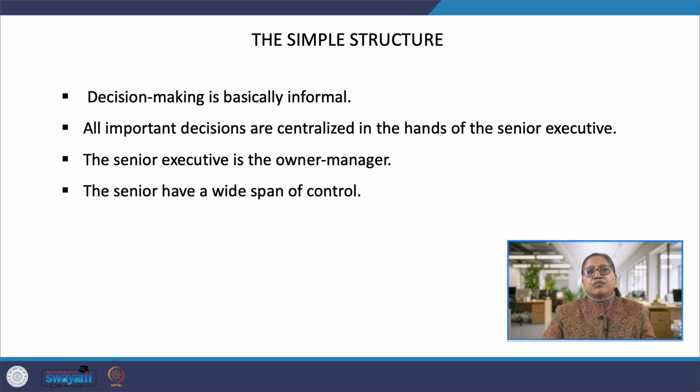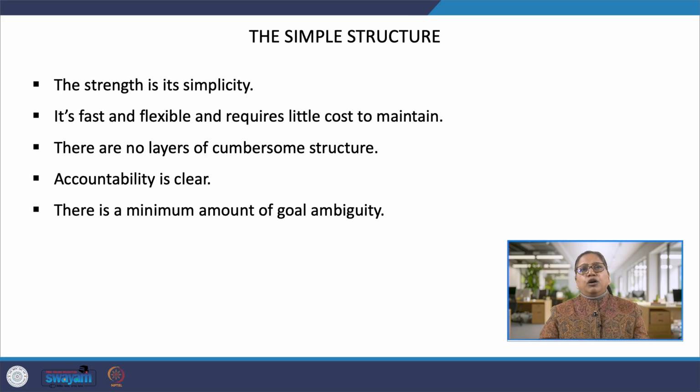The executive in the simple structure typically has a wide span of control. The strength of the simple structure lies in its simplicity. It's very simple, fast and flexible, and requires little cost to maintain. There are no layers, there is a wider span of control. Accountability is very clear as everyone responds to the manager. There is a minimum amount of goal ambiguity.